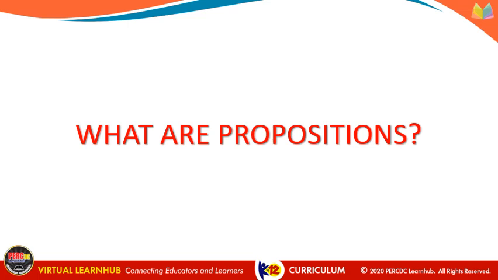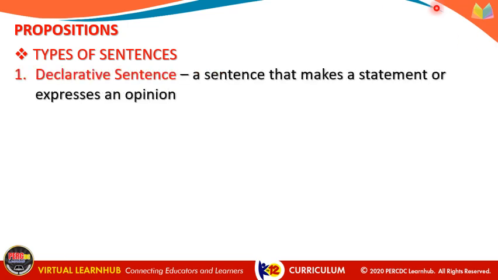Alright, let's start with our discussion. What are propositions? Before we define what propositions are, let us first go back to our elementary English. Let's have a review on the different types of sentences. Let us start with the declarative sentence. What is a declarative sentence? This is a sentence that makes a statement or expresses an opinion.